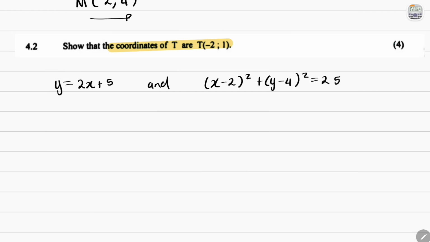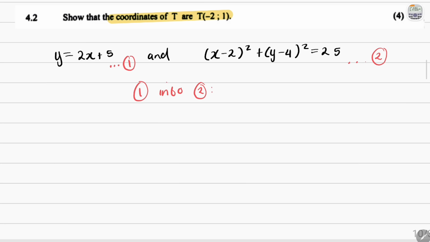Here, y is already the subject, so I'll call this equation number 1 and this equation number 2. We're going to substitute equation number 1 into equation number 2. Wherever you see y, replace it with 2x plus 5. So I just have (x minus 2) all squared, plus, and then I see y, so I replace this with 2x plus 5, then minus 4, and then all squared is equal to 25.